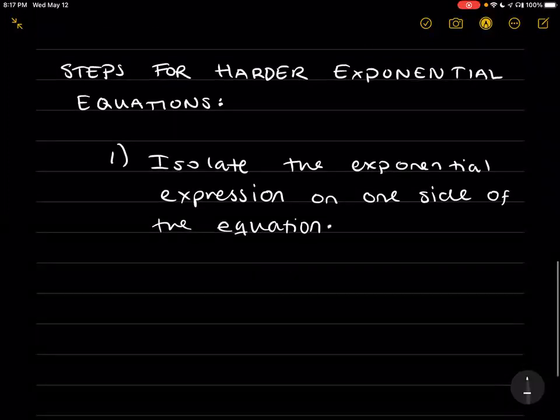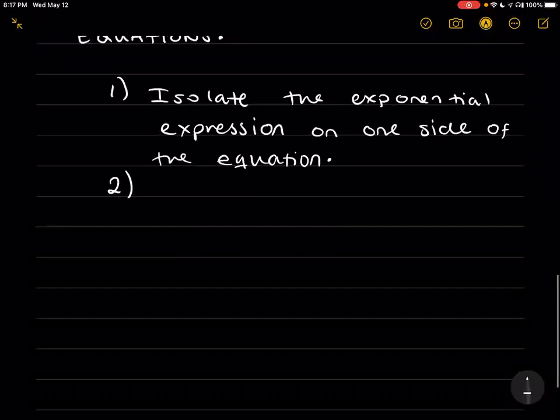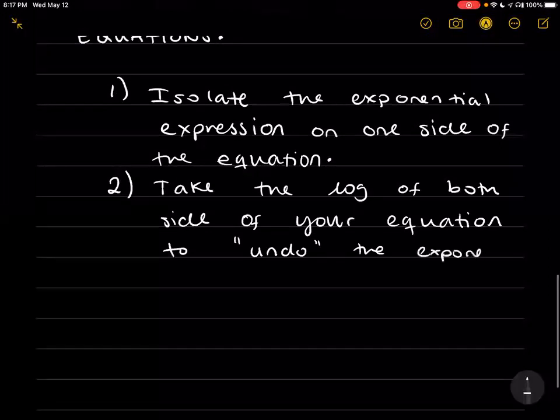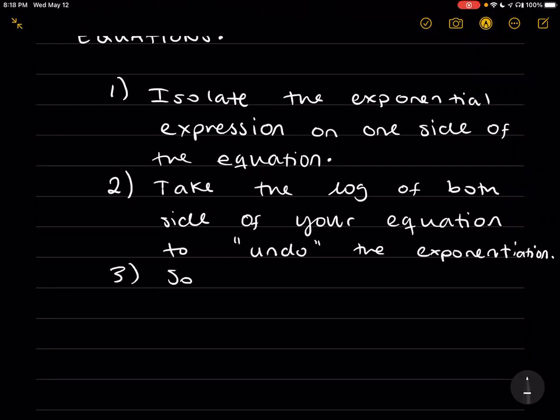Once you've done that, the second step is you're going to take the log of both sides of your equation to sort of undo the exponent. And this is using property number 3 of logarithms. And then the last step is going to just be solve for the variable.